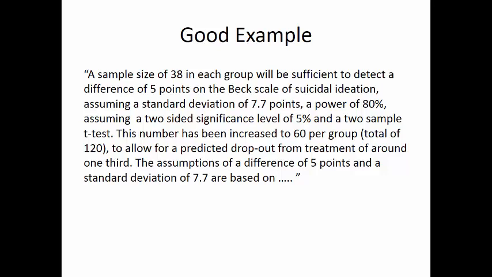Then often we need to provide some further justification, or in this case, accounting for dropouts. So we increase the number to account for dropouts. And then often what we'll do is go through some explication of why we think that there is a 5-point difference and a standard deviation of 7.7 points. This could be from preliminary data or from prior literature, but some explanation is very useful there.